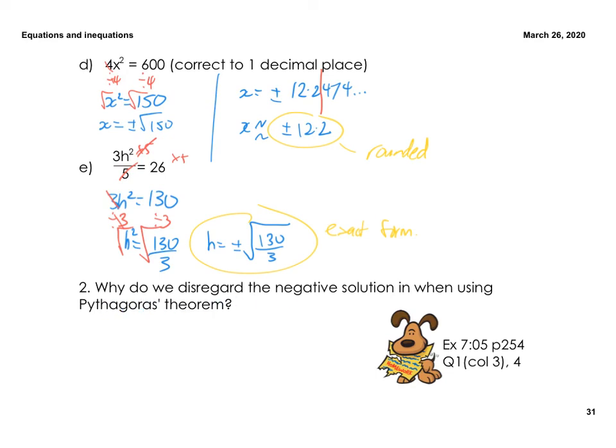Okay, question 2. Why do we disregard the negative solution when using Pythagoras' theorem? Well, think about it in a literal sense. Pythagoras is about distance. Can you have a negative distance? Of course the answer is no. So we can just write, we can't have a negative distance, i.e. distance is more than 0.